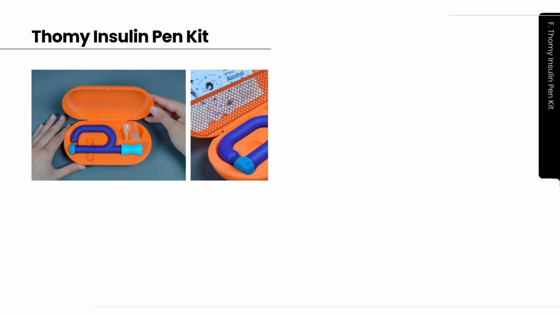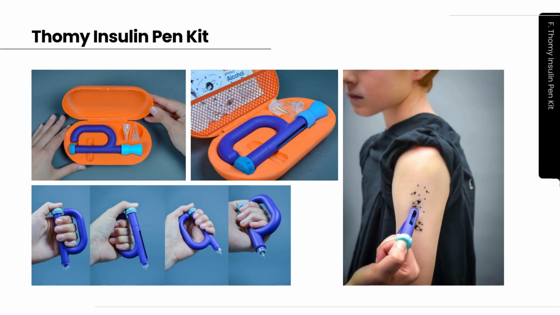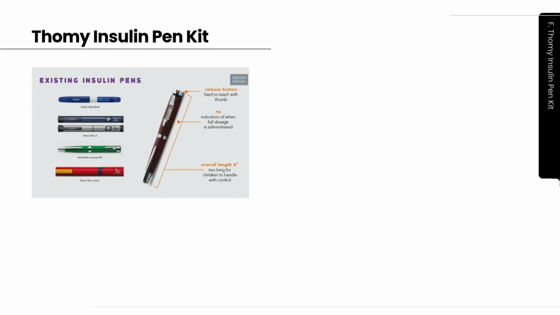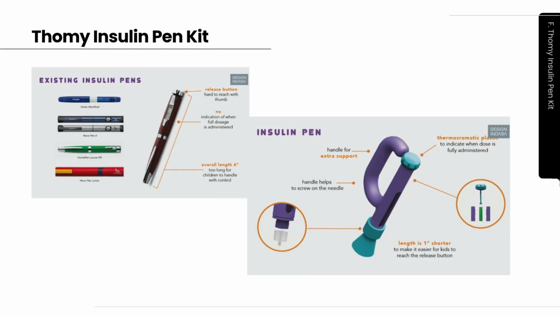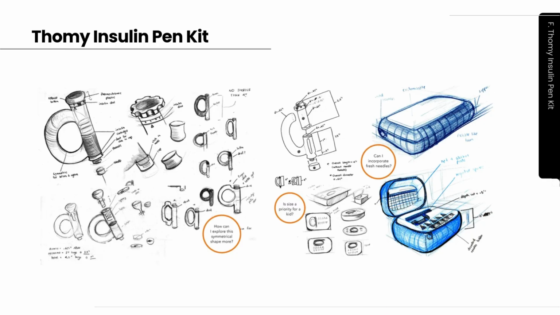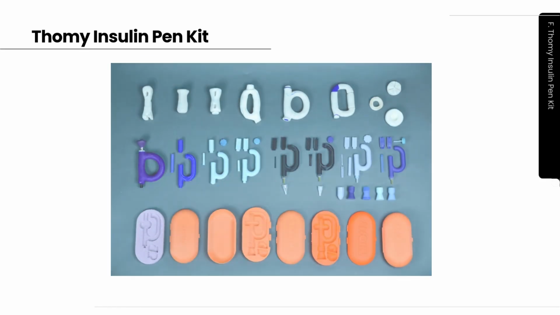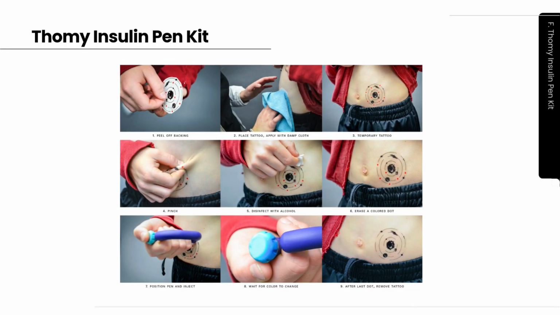The kit combines a child-sized insulin pen with a system of temporary tattoos that help children remember where they previously injected insulin. This supports correct injection site rotation and helps reduce complications such as skin damage or poor absorption. Beyond functionality, Tomi is designed to feel intuitive, friendly, and playful, lowering fear and anxiety around injections. By turning a stressful medical routine into a more approachable experience, Tomi supports better adherence and empowers children to participate more confidently in managing their condition.